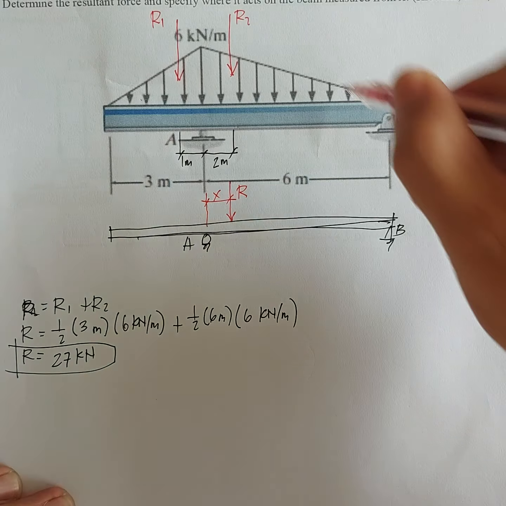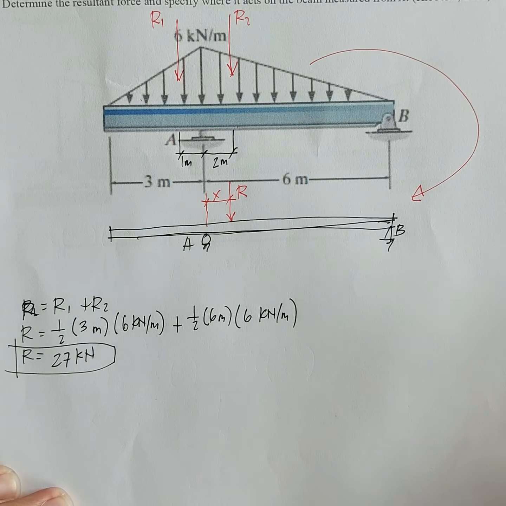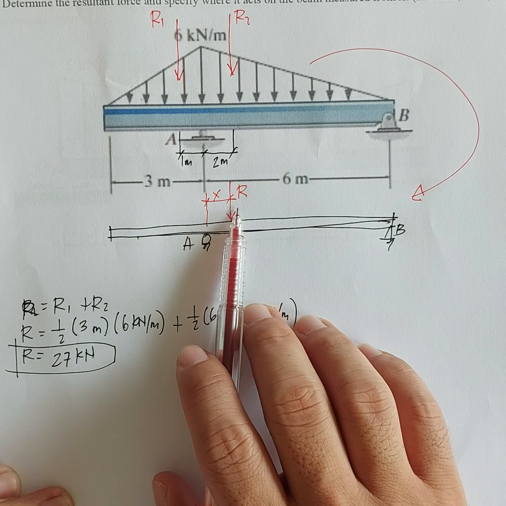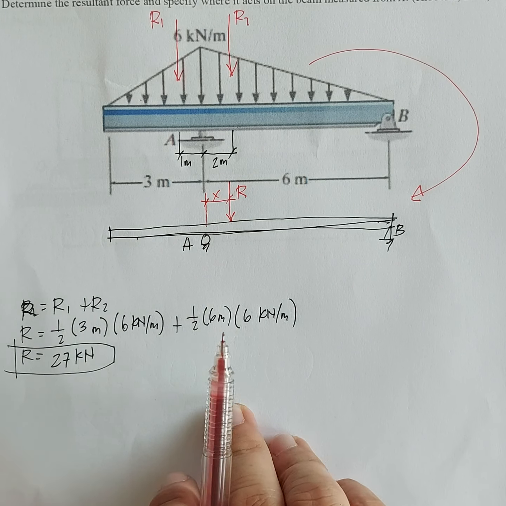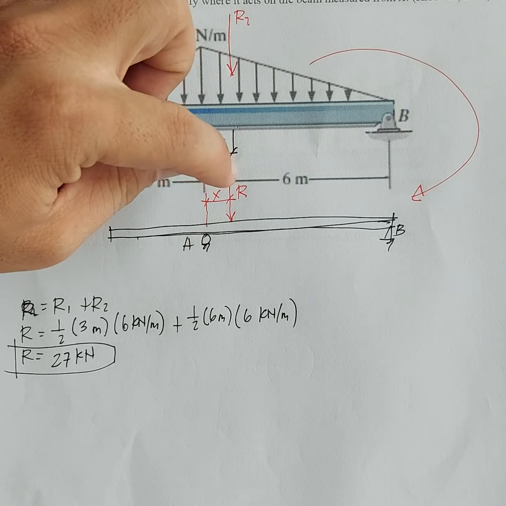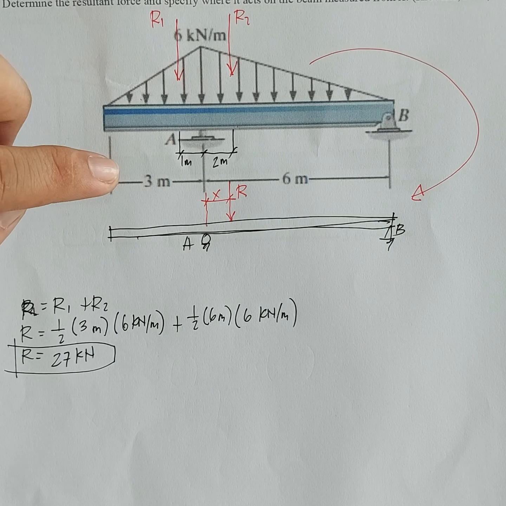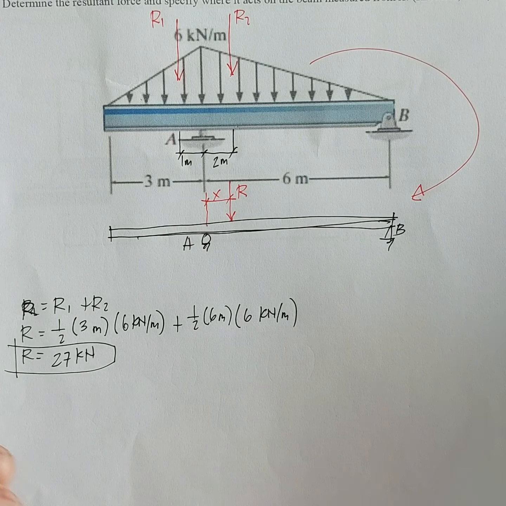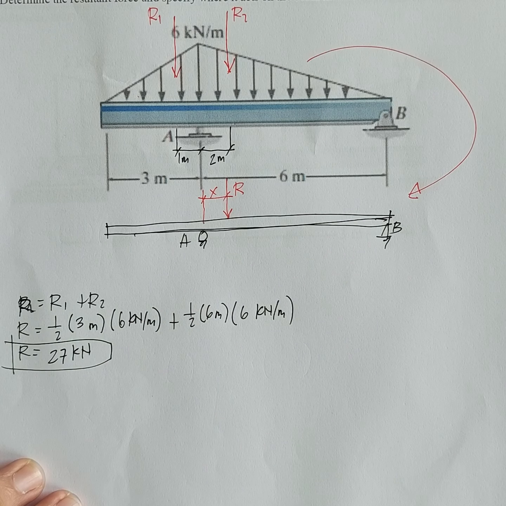So we converted this into an equivalent system. Suppose our resultant is actually to the left of A. We would still get the same value of X, but it would be negative. That means our initial assumption of the location of R was wrong, and it should be to the left of A. So let's assume for now that the resultant is to the right of point A.